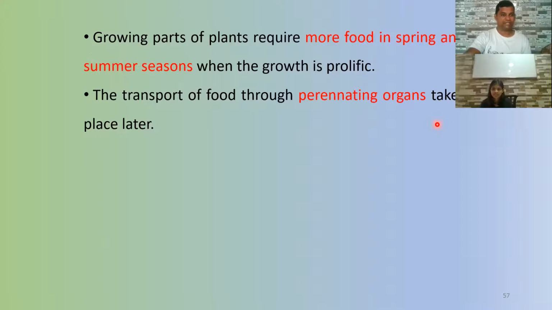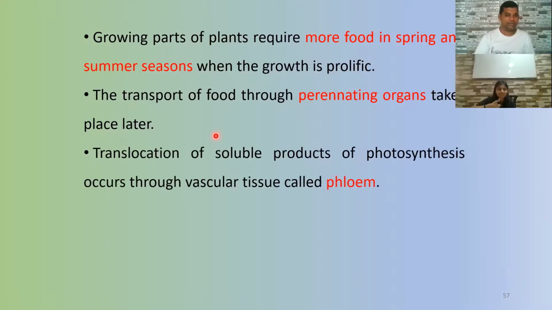Got it? So example of organs is like you can say potato tubers, onion bulb, ginger rhizome. Perennating organs. Okay. So translocation of the soluble products of photosynthesis occurs through the phloem tissue. Phloem tissue से पूरे प्लांट के सारे पार्ट्स तक वो पहुंचाना जरूरी.